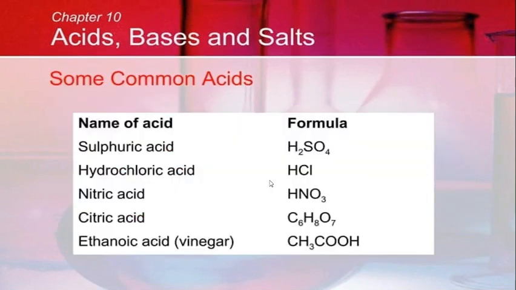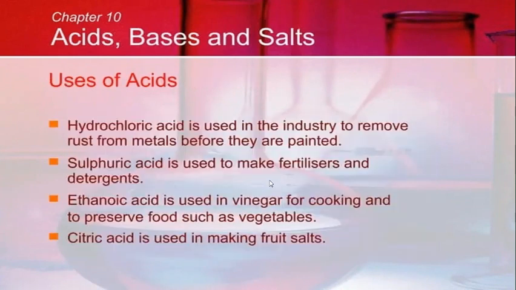So some common acids are, for example, sulfuric acid, which is H2SO4, and hydrochloric acid, which is HCl. Hydrochloric acid is quite common. Then nitric acid, HNO3, citric acid, C6H8O7, and ethanoic acid, or vinegar, CH3COOH. Ethanoic acid is very common in experiments in chemistry labs. So you can take down the formulas now. All right, if you have gotten that, let's continue.